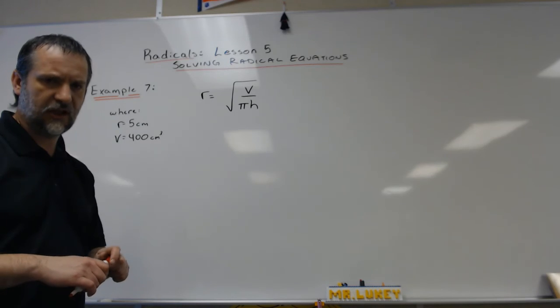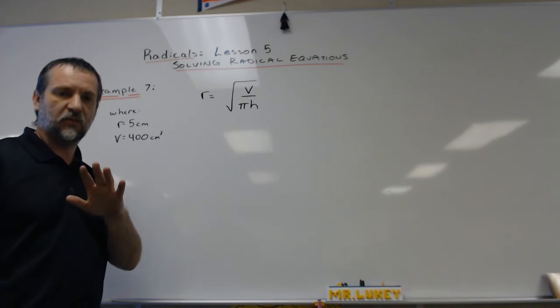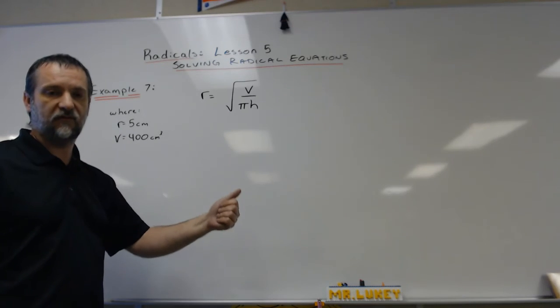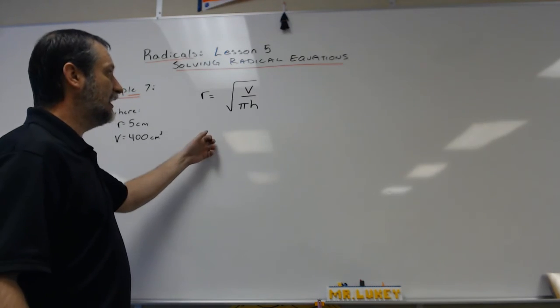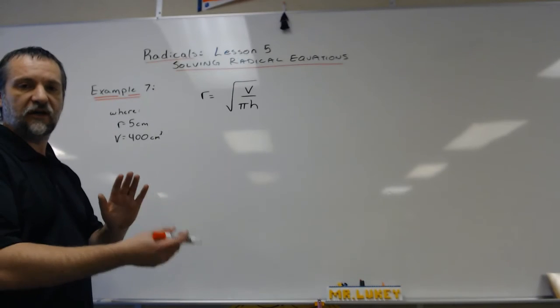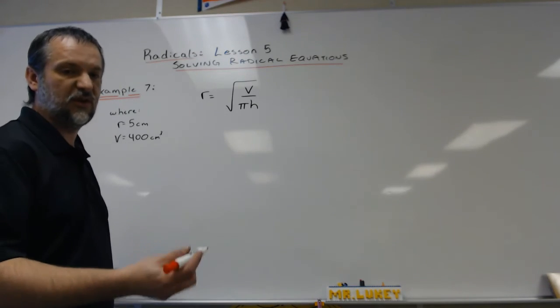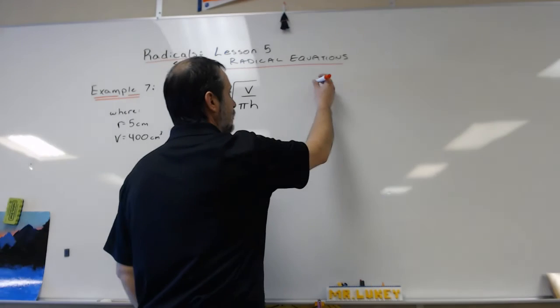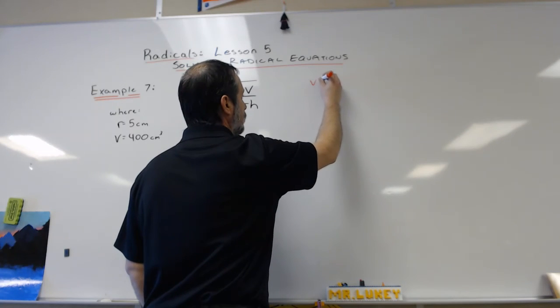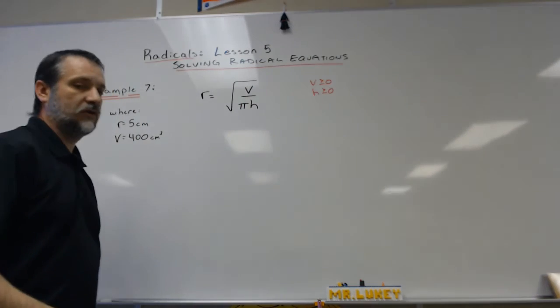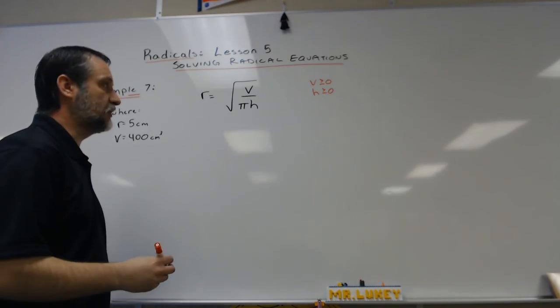Again, we should check and see. We still have some restrictions on our variables, right? So under the radical sign, we have a v and we have an h. It's a v divided by, so we know that v needs to be greater than 0. We know that h is greater than 0. So those are going to be our restrictions.